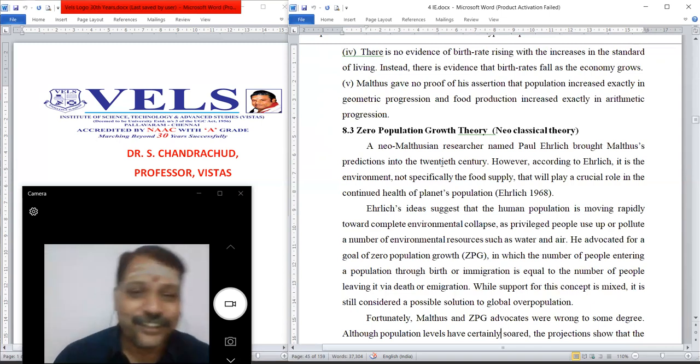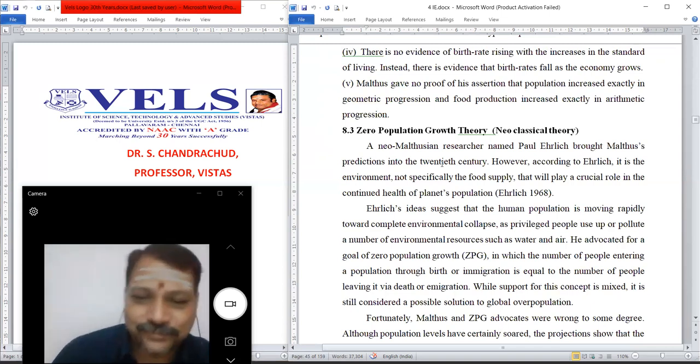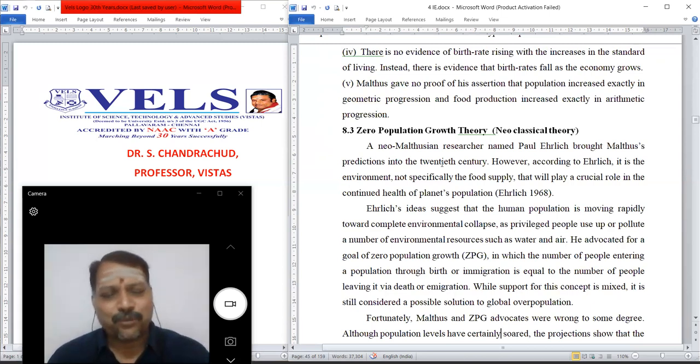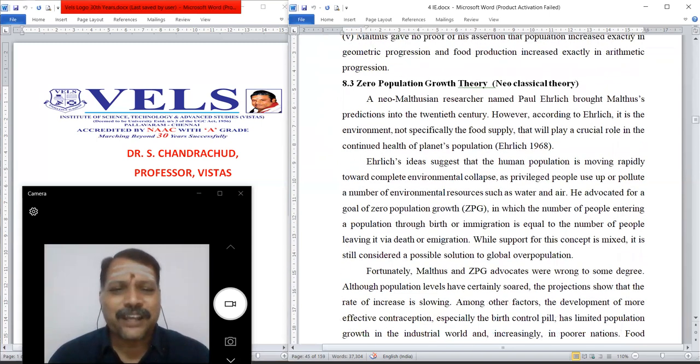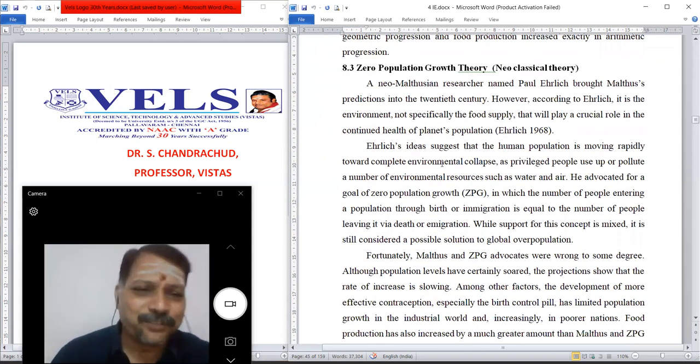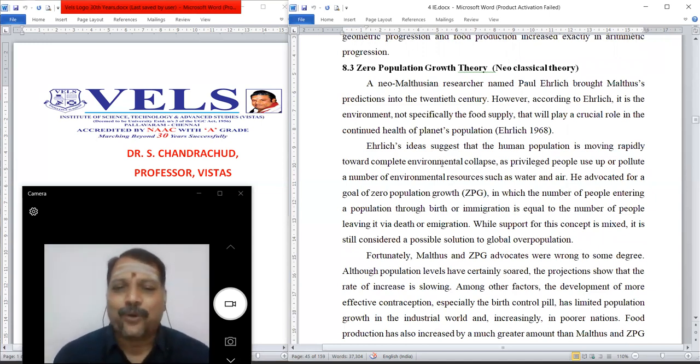In 1968, he wrote an essay about the population. Ehrlich's ideas suggest that the human population is moving rapidly towards complete environmental collapse, as privileged people use and pollute a number of environmental resources, mainly water and air. He advocated a goal of zero population growth. Normally we call it ZPG, that is zero population growth, in which the number of people entering a population through birth or immigration is equal to the number of people leaving it via death and emigration.